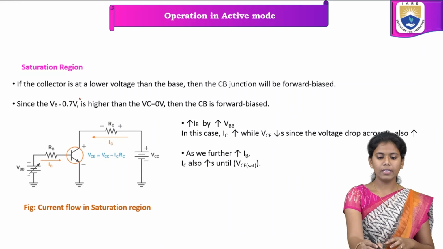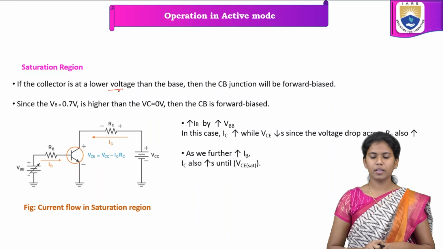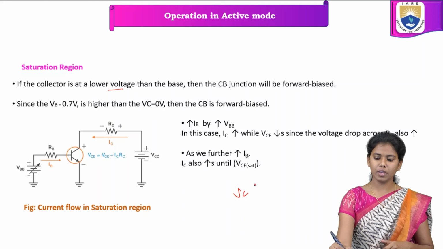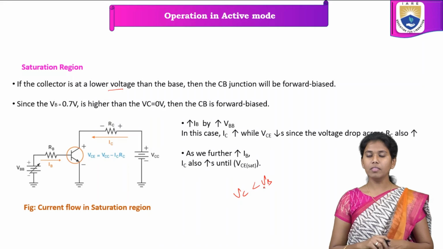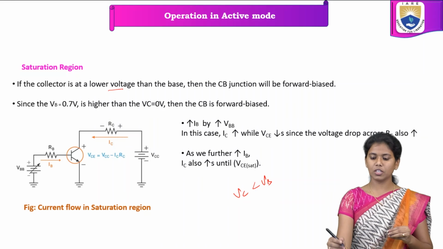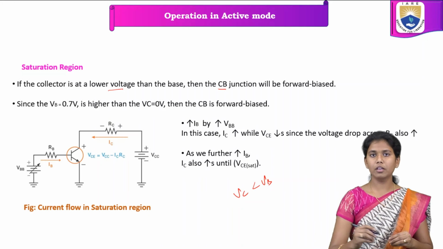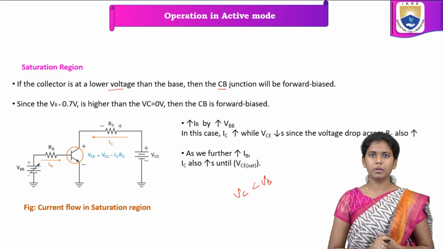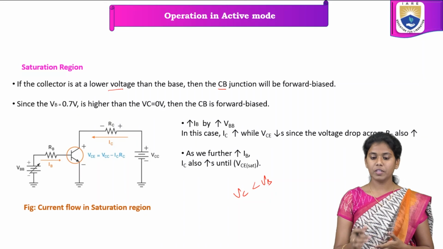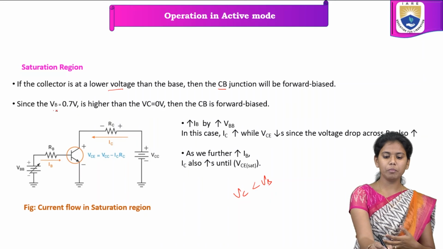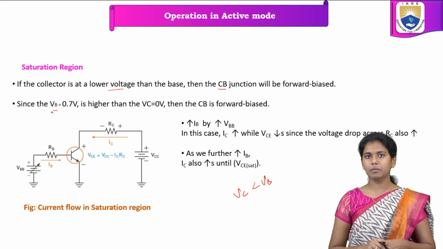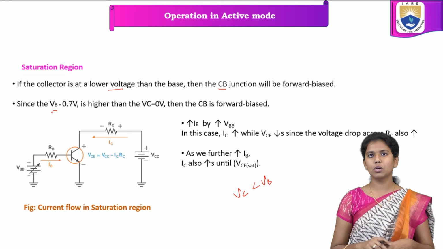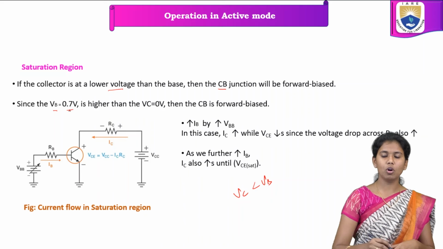If the collector is at low voltage, that means VC is less than VB, then the collector-base junction would be in forward bias. This is a small difference you have to remember in saturation mode with respect to the voltages. Since the collector-base junction is in forward bias, the voltage VB becomes 0.7 volts or higher.